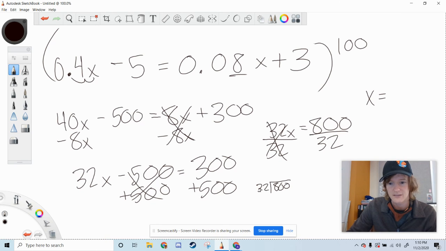32 into 8, that's no. 32 into 80, it's going to be 2. That'll be 64. Subtract. That's a 16. So I have 1, 6, bring down a 0. I know that 32 times 5 is 160. So this will be 25.